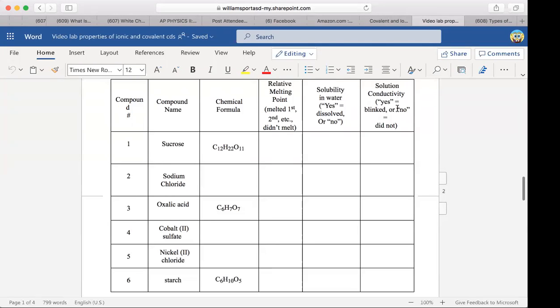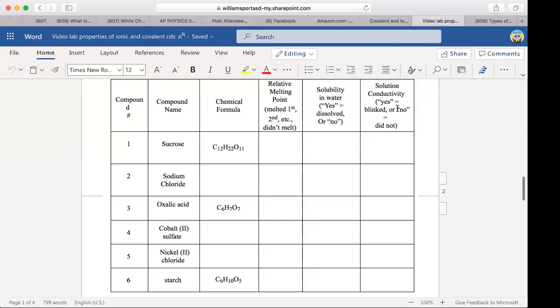And solution conductivity, whenever the compound is placed into water. An important thing to know, water itself does not conduct electricity. Water is a non-metal, it is a non-conductor. In fact, normally we measure the purity of water by measuring its conductivity. Completely pure water is an insulator. It does not conduct electricity. It's one great myth about water.